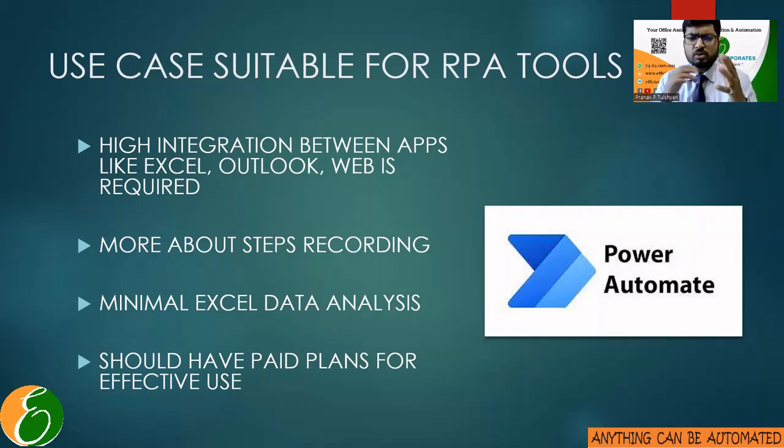If I talk particularly about Power Automate, it has a very good integration between all the MS Office apps. You can integrate it very well with OneDrive to fetch a file, to combine the file with an Excel, to mail the file using Outlook, and to save the files back in OneDrive. All these things can be done seamlessly using Power Automate.